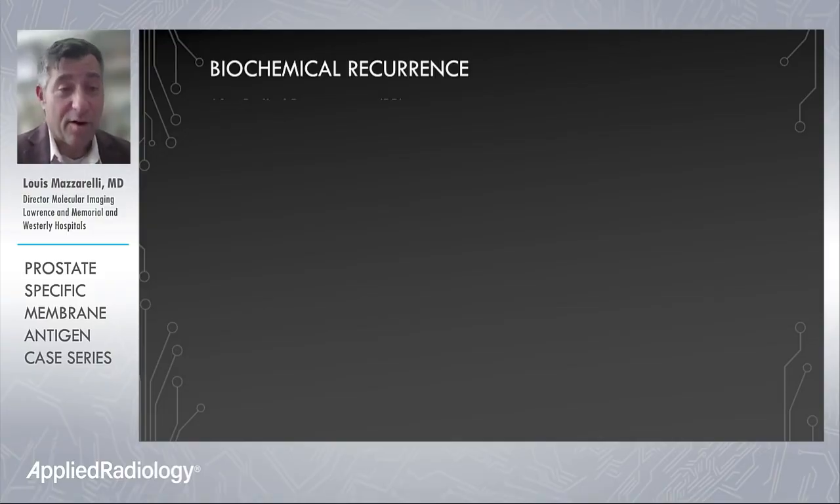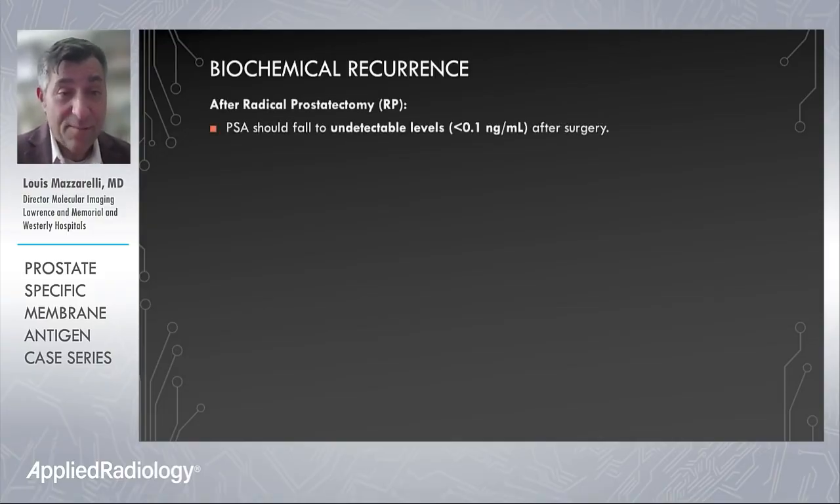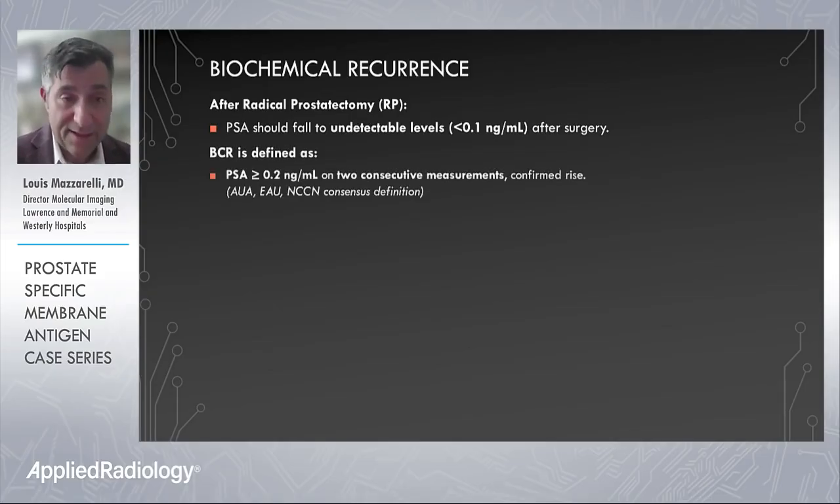Let's define biochemical recurrence. After radical prostatectomy, PSA should fall to an undetectable level of less than 0.1 nanogram per cc. BCR is defined as a PSA greater than or equal to 0.2 nanograms per cc on 2 consecutive measurements, and these are the consensus definitions of the AUA, EAU, and NCCN.